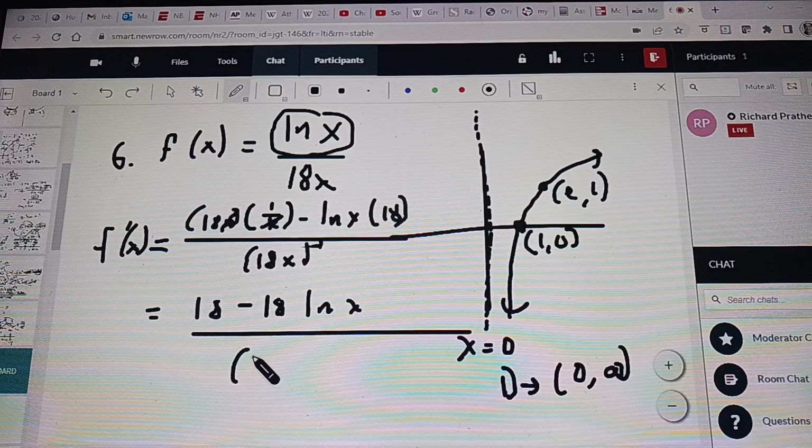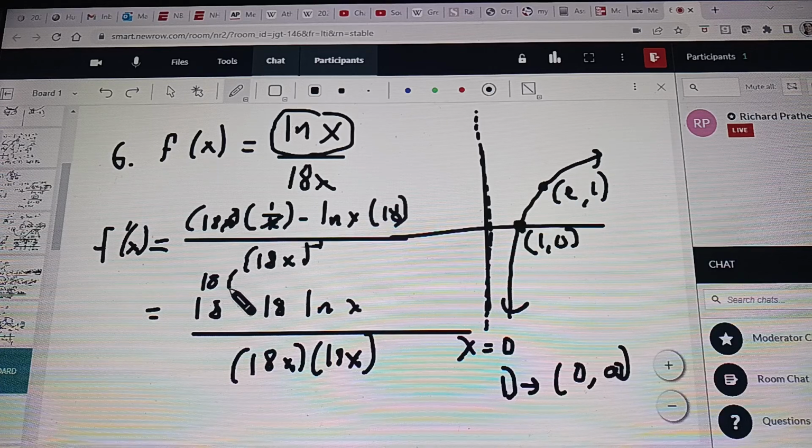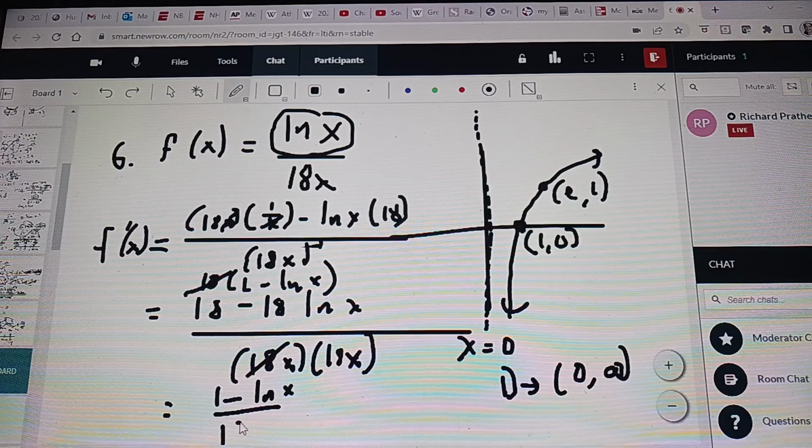And the bottom would have an 18x squared. I could actually write this twice, because there's a GCF of 18 in the numerator. And this 18 could cancel one of these two. So we're left with the simplified version of the derivative: 1 minus ln x over 18x squared. The denominator of that is only 0 at 0, but 0 is also undefined in the original problem. So we don't get any critical numbers from the denominator.